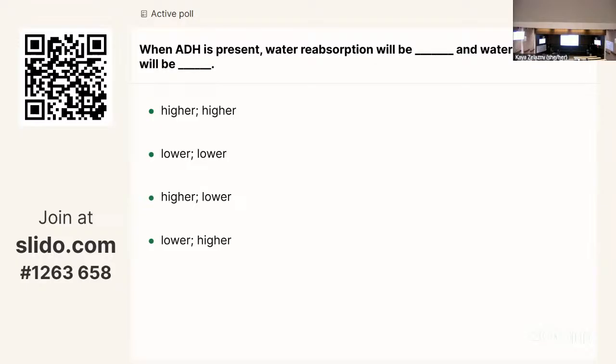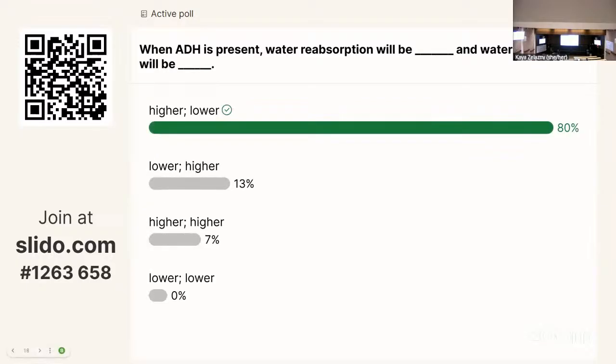Okay, take a look. Okay, great. Yeah, so when ADH is present, we're trying to do more water reabsorption. Perfect. We insert those aquaporin 2s, higher water reabsorption, which means that we have less water in the urine left to excrete out. So we've got this trade-off between water reabsorption and water excretion. Perfect.